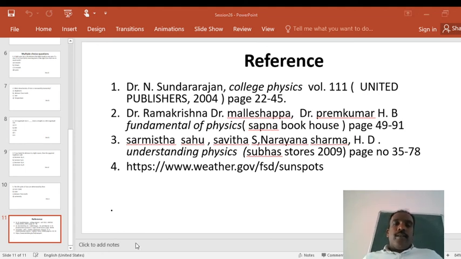Now in this class we have learned about some problems. We solve these problems similarly using the textbooks: Dr. N. Sundararajan, College Physics, Volume 3, and Dr. Ramakrishna, Dr. Malleshappa, Dr. Prem Kumar H.P., Fundamentals of Physics. Using these textbooks, solve those problems, and if there are any doubts, I will clarify them in the next class. Thank you.